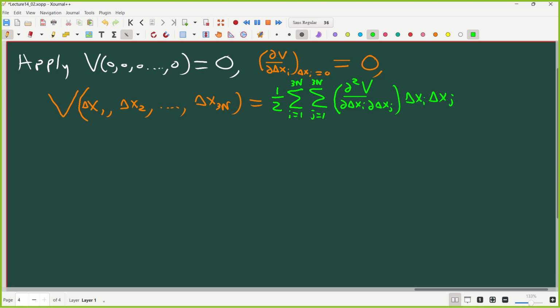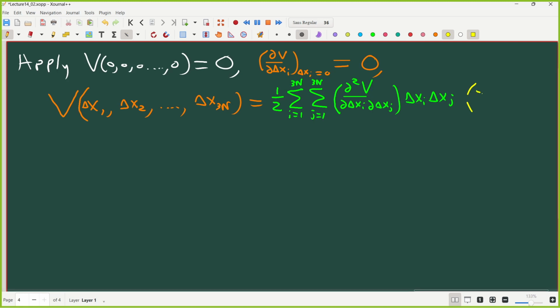Okay, so there again, there's lots of terms. There's 3n squared of these. Right, we sum over 3n and then we do 3n of those. That's 3n squared. So there are 3n squared terms in the potential. Right? That's really scary.